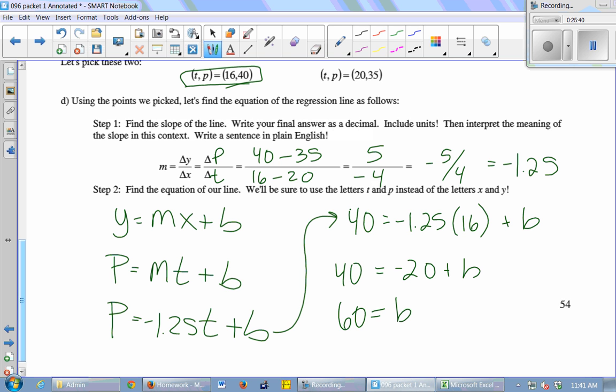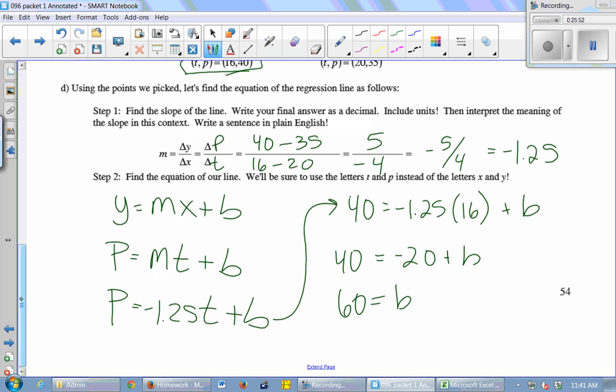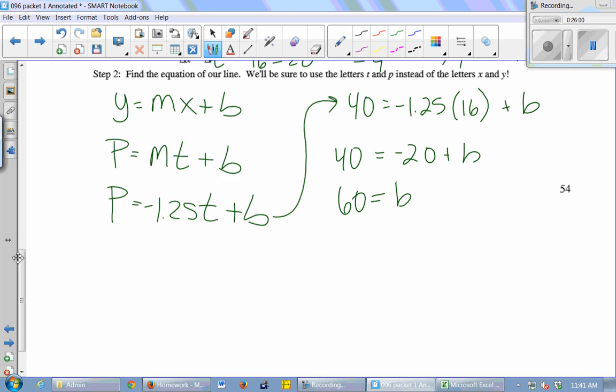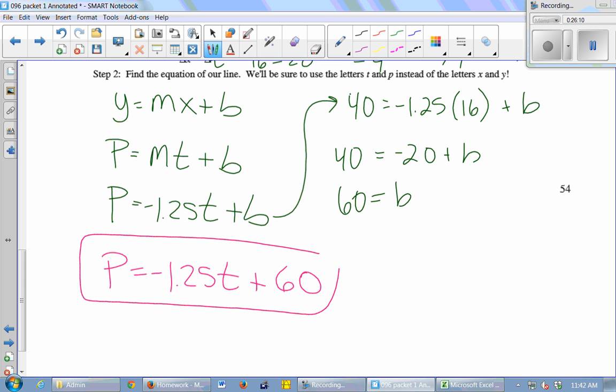What is it, Don? Go ahead and drop your equation. Yes, I have to write the whole equation now that I know what b is. This was my equation where I was almost done. I just had to figure out what b is. I did the work over there. Last thing is negative 1.25t plus, now I know b is 60. And that's the equation of my line.